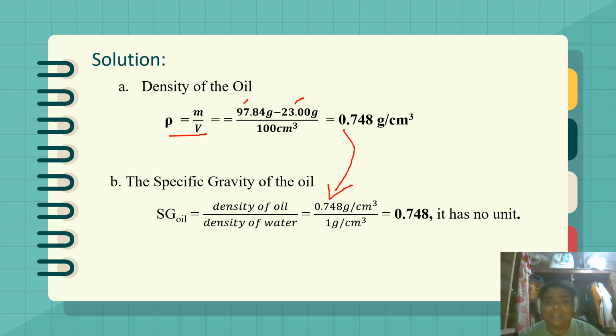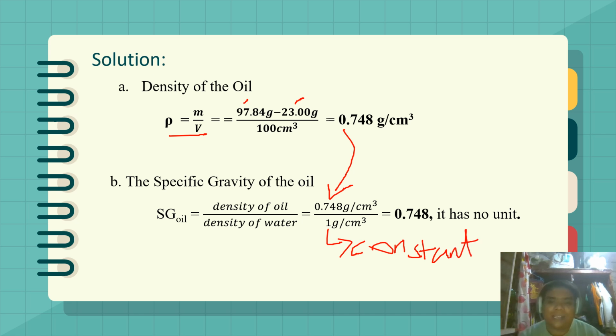So to solve for the specific gravity of the oil, you have the density of the oil over the density of the water. So you have 0.748 gram per cubic centimeter over 1 gram. So this one here is a constant. It's hard when you only have a mouse. So, this is a constant.